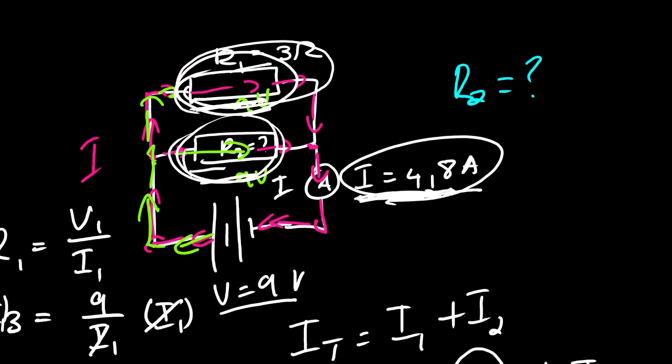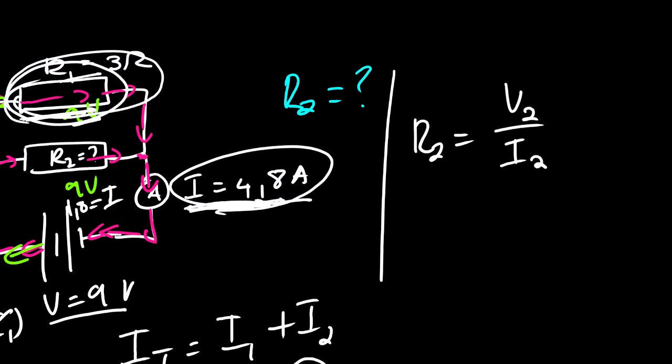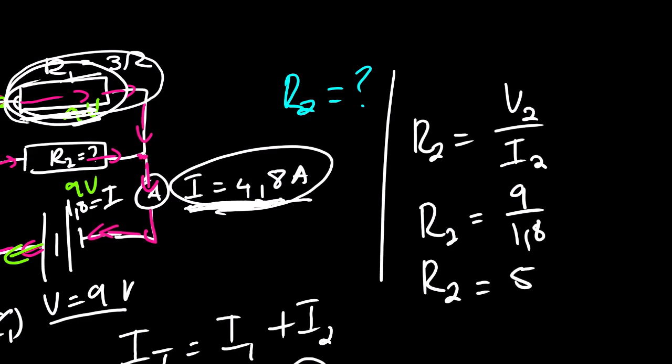Now looking at our resistor R2, we can say I2 is equal to 1.8. Then we can calculate the resistance, since we have the current and the potential difference across R2. So R2 is equal to V2 over I2. We are looking for R2. V total is 9, and I2 we have 1.8. We get that R2 is equal to 5 ohms. I hope you got it correct. Let us look at another example.